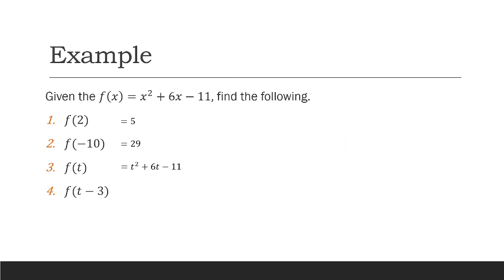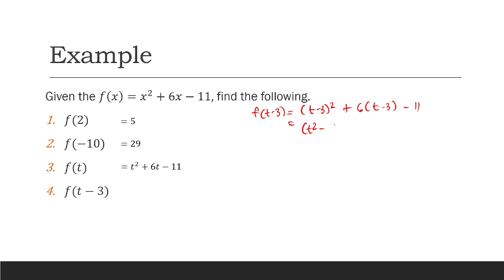Next, last is f of t minus 3. This time around, it's not just a variable. It's an actual term. So what we do is replace all x with t minus 3. So for this one, let's solve f of t minus 3. This is equal to x squared, which will be t minus 3 squared, plus 6 times t minus 3, minus 11. So, let's expand this one.